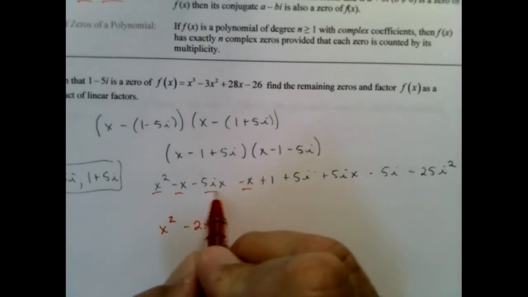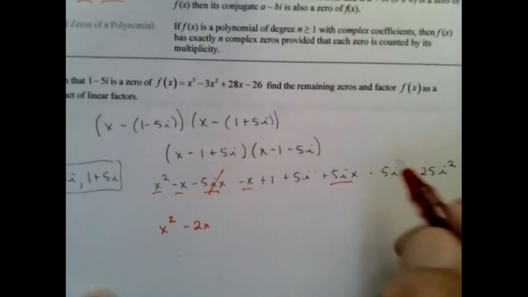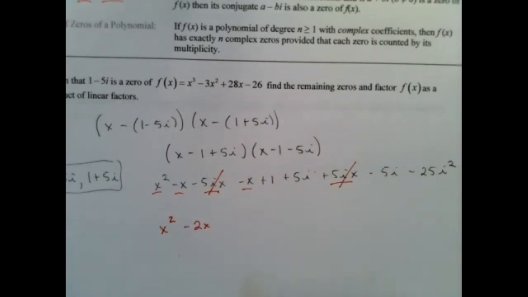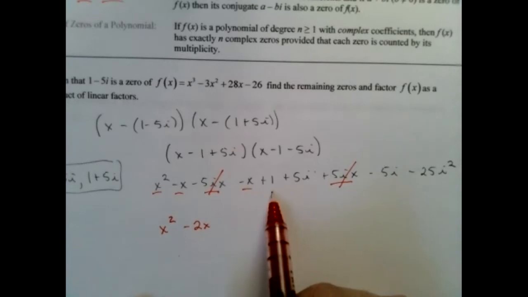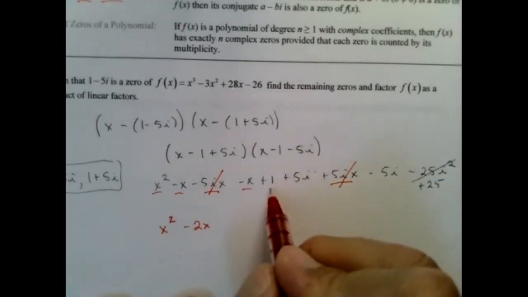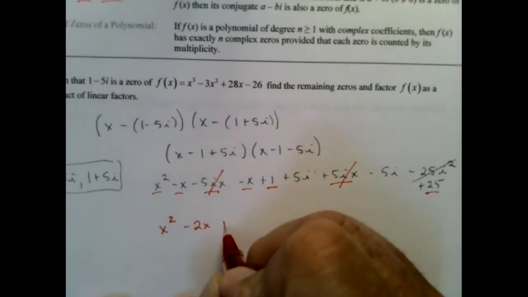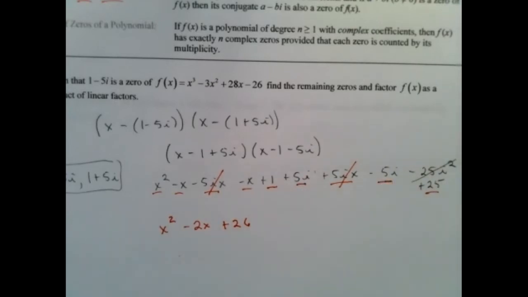I have negative 5ix and positive 5ix. See you later, alligator. I already took care of this. I have a 1. And this guy, actually, that becomes negative 1. So this guy should turn into plus 25. So I have a 1 and a plus 25, which gives me 26. And I have a 5i and a minus 5i. Son of a gun, it did turn into something nice. Attaboy.